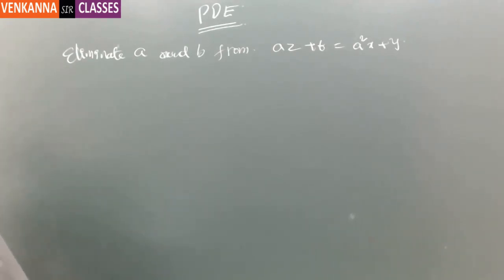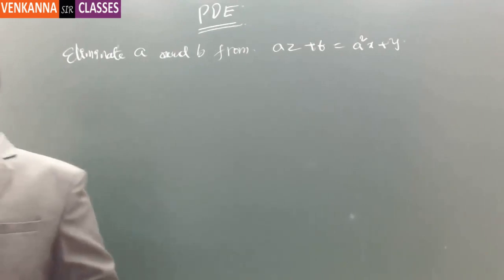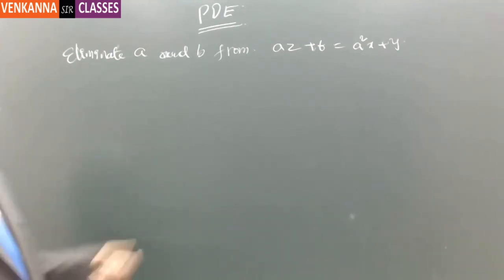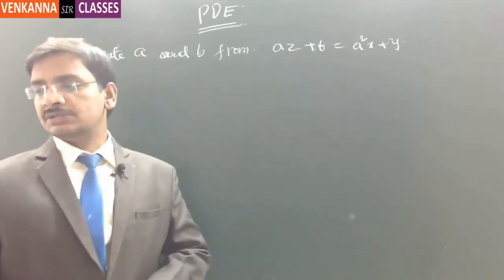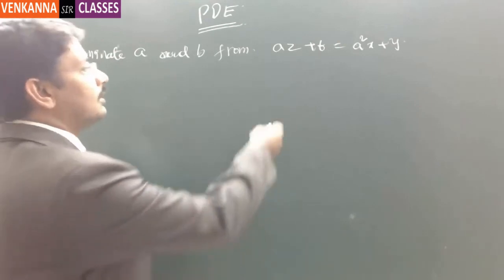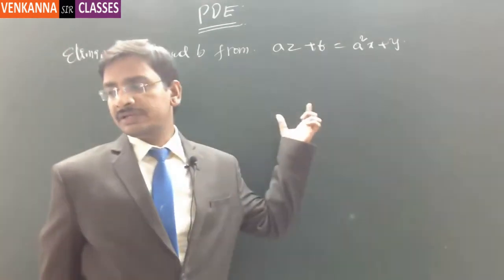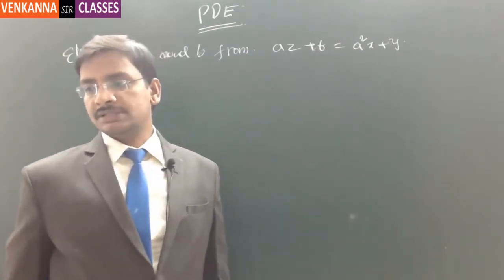Anybody got the answer for this? This is straightforward forming the differential equation, right? So there is no difference between the ordinary differential equation and the partial differential equation while forming the differential equation by eliminating the arbitrary constants, right?